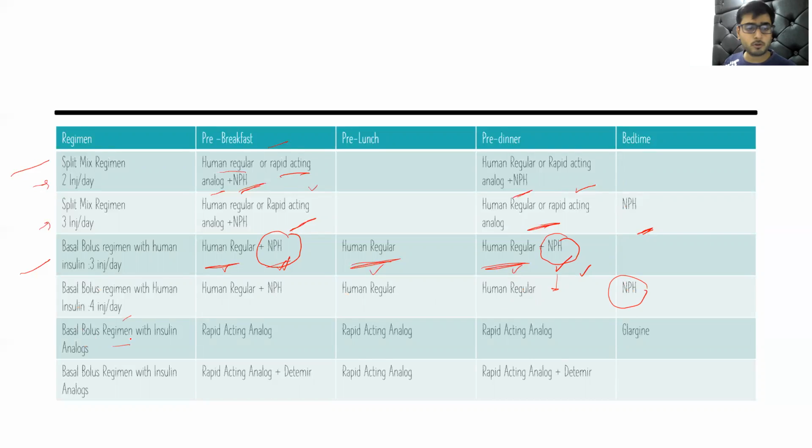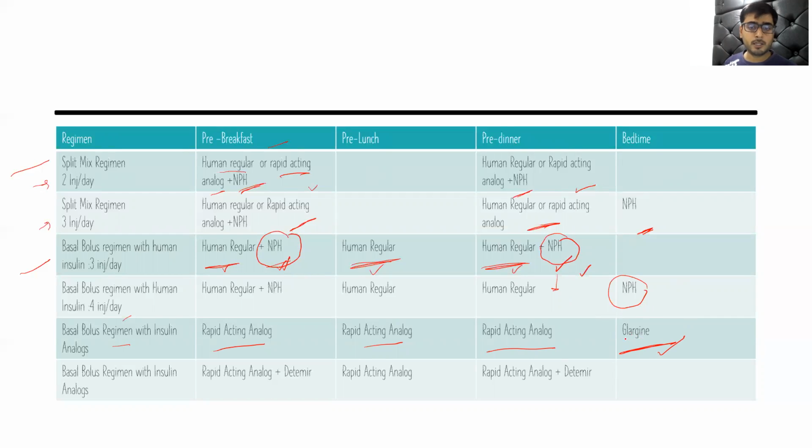If we discuss the basal bolus regime with insulin analogs, a rapid acting analog is given as boluses, and glargine, which has no peak, maintains basal levels and works for 24 hours. So this glargine is working for 24 hours. That is why it is given at bedtime.